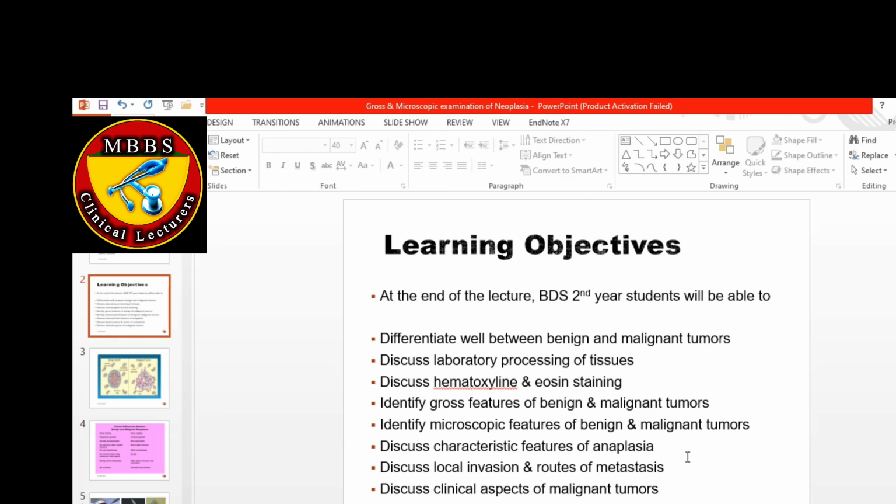They should know how to discuss the characteristic features of neoplasia. This is the most important area of this lecture today. Then they should be able to discuss local invasion, routes of metastasis, and some of the important clinical aspects of malignant tumors. Let's begin with the recap.